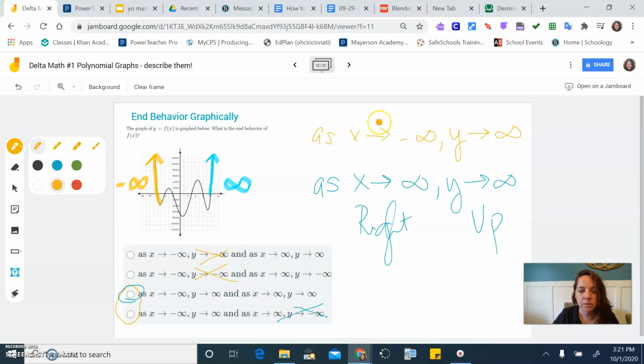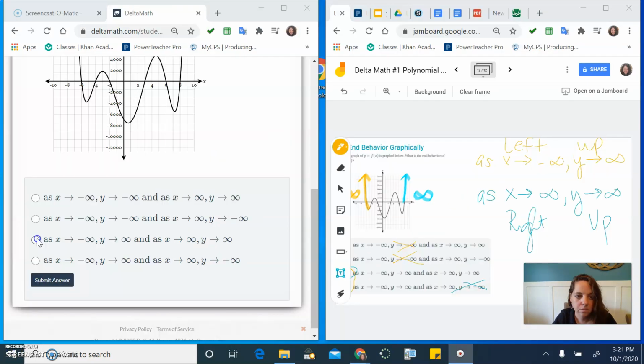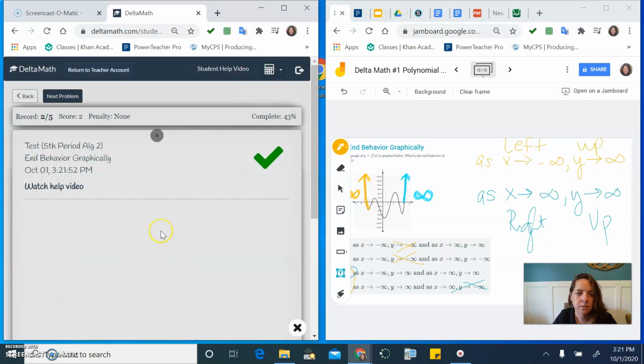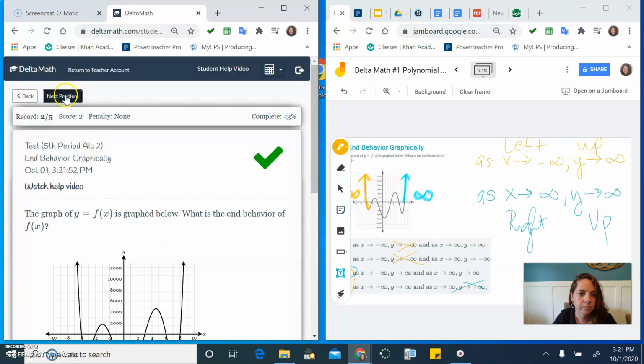Again, this is a fancy way of saying as we go left, this is going up. On the left side, it's going up, and on the right side, it's going up. Left side up, right side up, boom. Yes. Okay, one more.